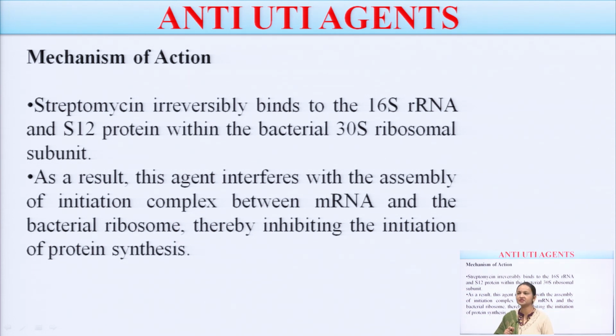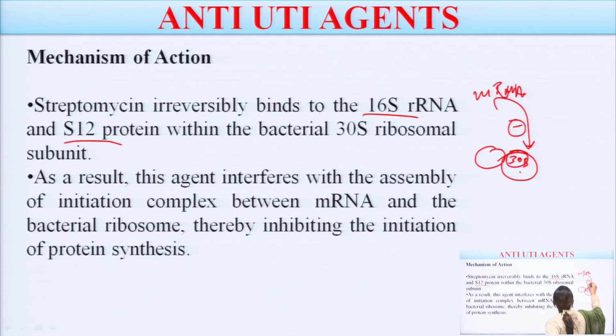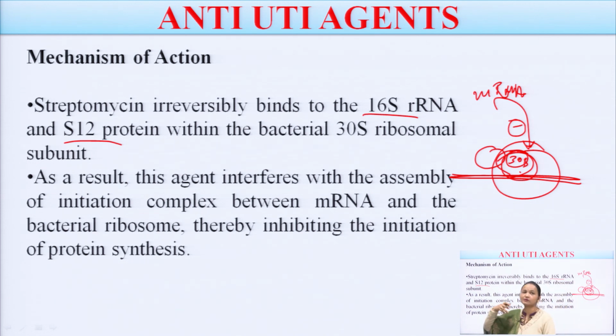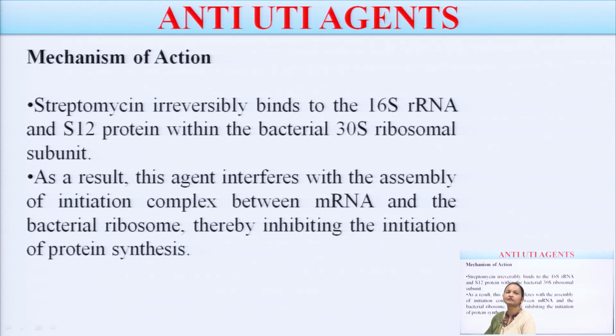The main mechanism is that streptomycin goes and binds to the 30S ribosomal subunit, basically to the 16S and S12 proteins. Because it is here, it is not allowing the mRNA to come and bind with the ribosomes, so that protein synthesis cannot take place, and because protein synthesis is interfered with, the bacteria will die. Is it okay?